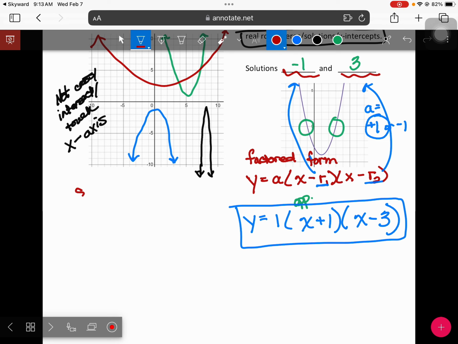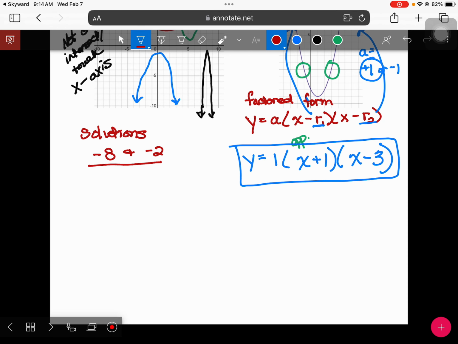So let me do one more quick example, not even with the graph. Let me tell you that my solutions on the graph are at -8 and let's say -2. -8, -2, and they want you to write it in factored form. And let's say this time it is opening downward. And there's no compression, no stretch. Opening downward. Okay? Here's what you would do.